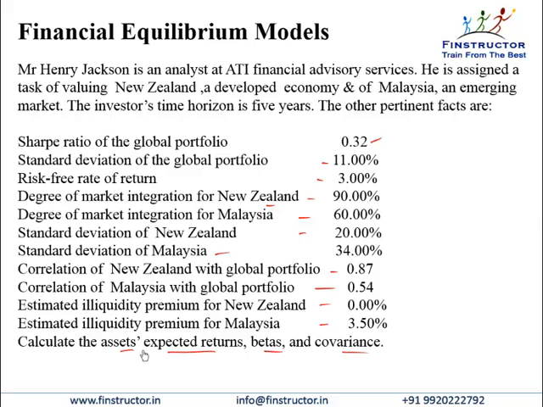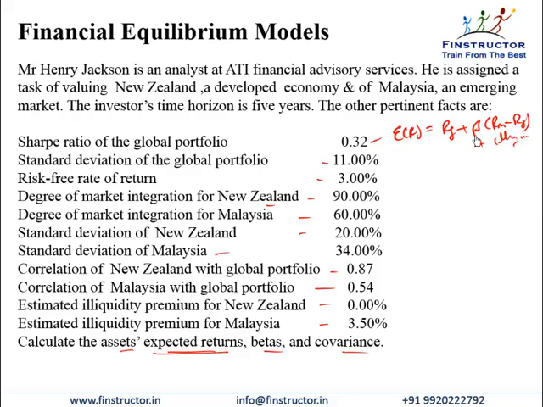Now, the first part is to calculate the expected return. If we need the expected return, we will first resort to the CAPM equation to give us the answer. The expected return is nothing but RF plus beta times (RM minus RF). If there is an illiquidity premium specifically mentioned, we may want to add that as well for a particular economy.